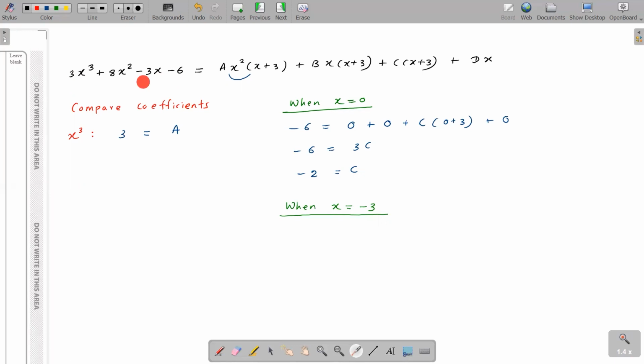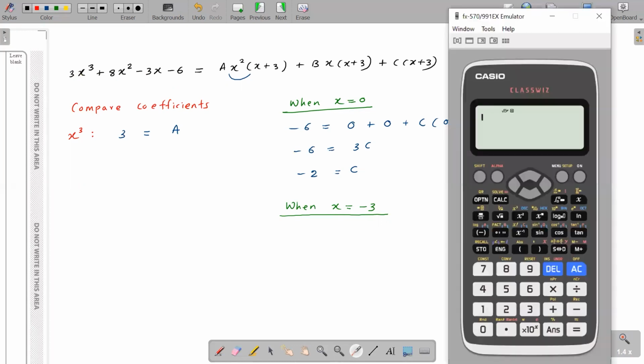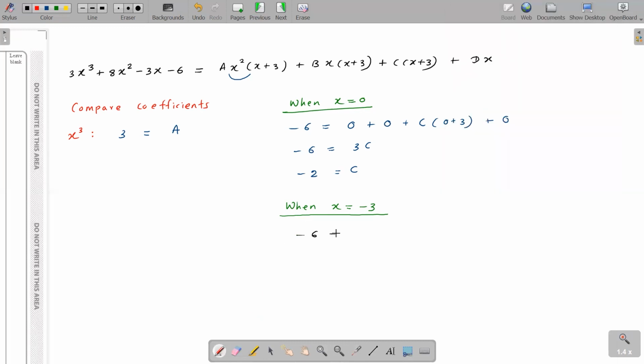What do we get? Can you all replace all the x values here? Take your calculator. Replace x with minus 3 in 3x cube plus 8x square minus 3x. Do you see the way I'm typing? Minus 6. You type the x equation in the calculator on the left hand side and you press calc and give the x value. x is minus 3. Do you see? And you get minus 6. So that's the answer when you replace x with minus 3. So minus 6 equals the other side.